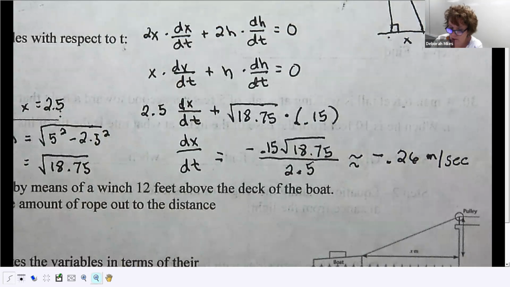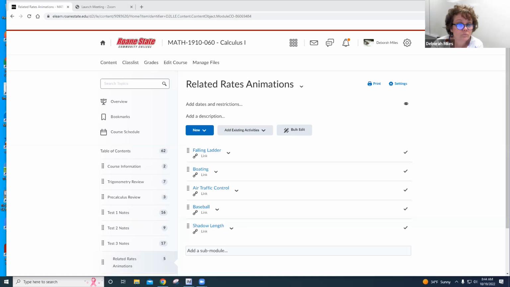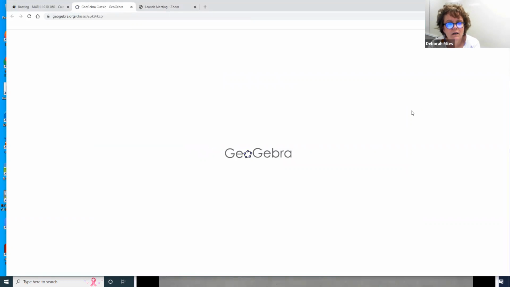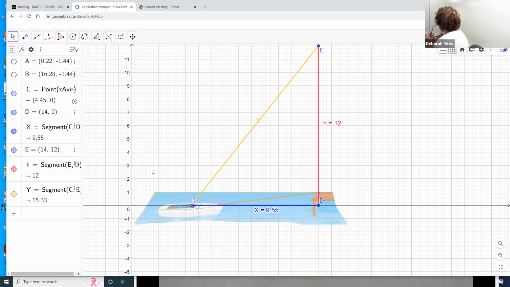And I have an animation for that. Okay. I found in GeoGebra an illustration, an animation of a boat being pulled into a dock. I edited it just a little bit because the problem we're fixing to do has the rope 12 feet above the dock, or 12 feet above the surface of the boat. So that's why I changed the height to 12.